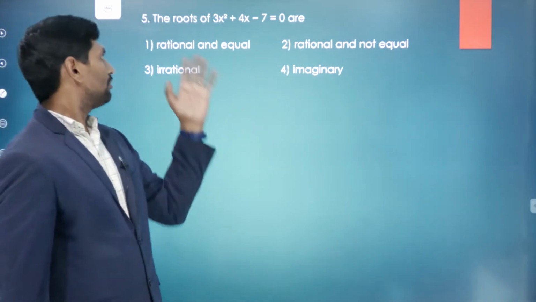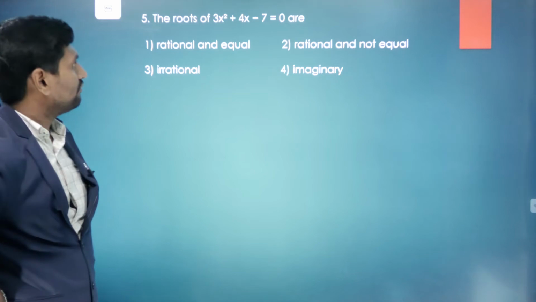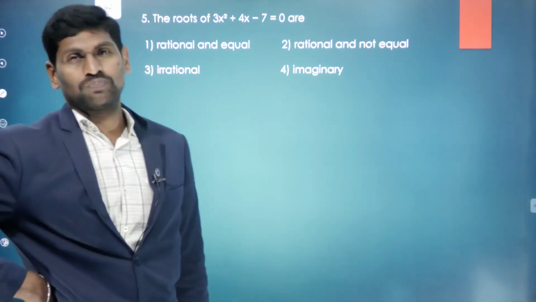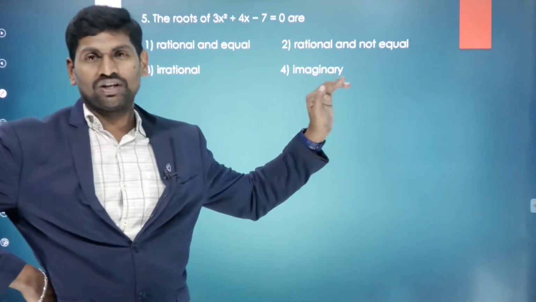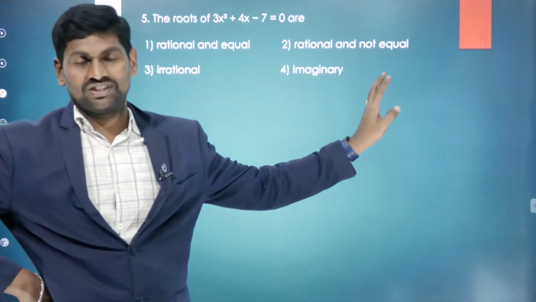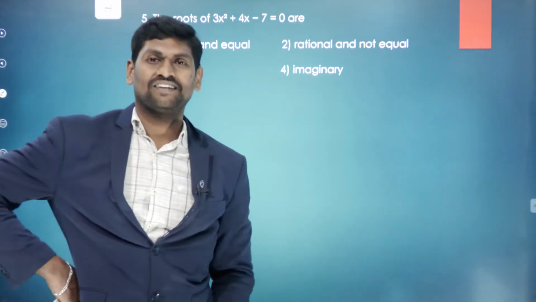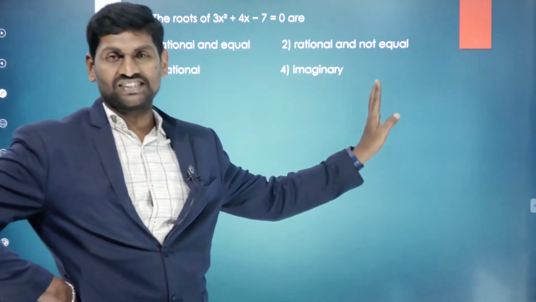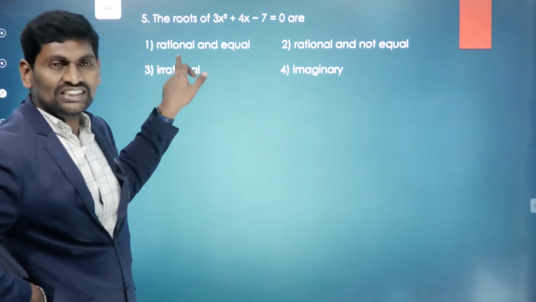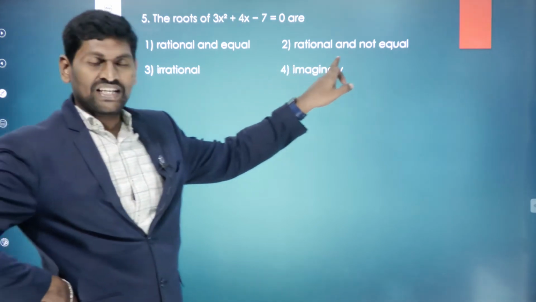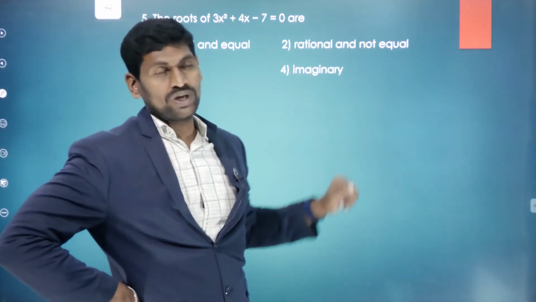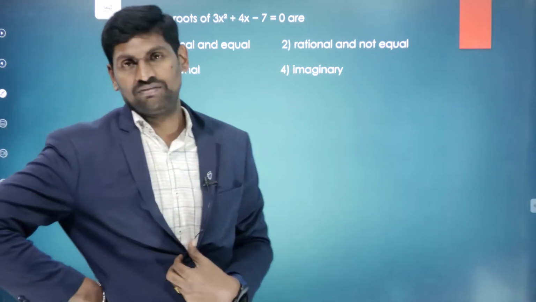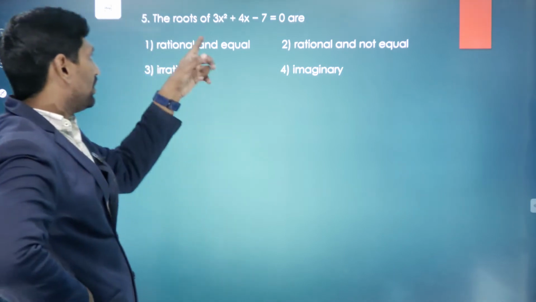Question number 5. The roots of 3x square plus 4x minus 7 equal to 0. By seeing the question, we should not find the roots. Here, no need to find the roots exactly, because the options are not given as the roots. Conditions are given. First option, rational and equal. Second option, rational and not equal. Third option, irrational numbers. Fourth option, imaginary numbers. Okay. Now let us see that.